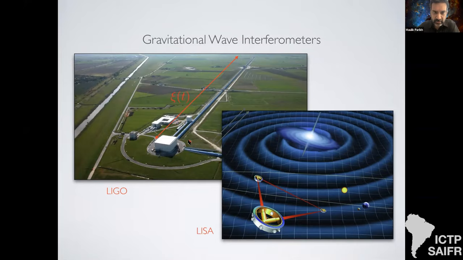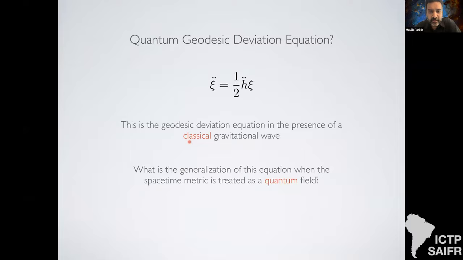Okay, so the question we would like to ask then is, what happens to this equation when the space-time metric is treated as a quantum field? This equation is derived from classical GR, and we'd like to know what happens if we think of the metric as a quantum mechanical field.